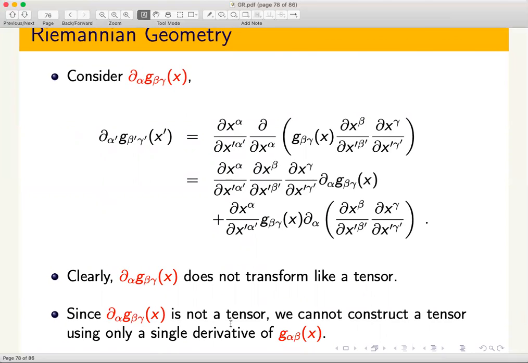So although g alpha beta itself is a tensor, g alpha beta and its one derivative are not good enough to construct a tensorial quantity, because the inhomogeneous transformation piece involving the partial derivative of g alpha beta cannot be cancelled off by writing down anything in terms of the derivative of g alpha beta and g alpha beta itself. And therefore we cannot write down any invariant quantity.